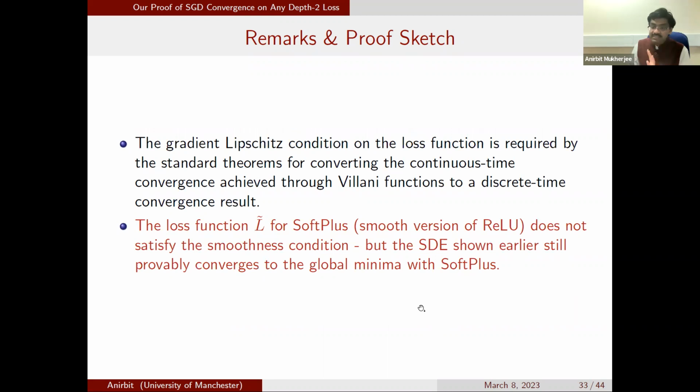Note that the gradient Lipschitz condition is required basically to convert from SDE to SGD. The SDE convergence does not need the gradient Lipschitzness. If you give up on the gradient Lipschitzness in a natural way to use softplus activations, so smooth ReLU, you can use the theorem on smooth ReLU. You can use the setup on smooth ReLU, which is a softplus, and SDE will still converge. The SDE convergence will still work out, but we don't know how to convert from SDE to SGD for softplus.